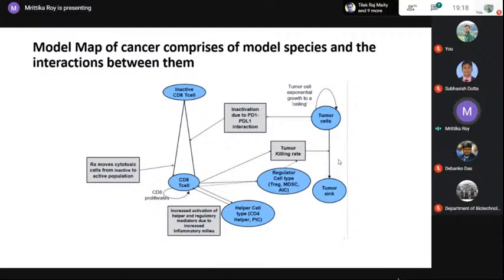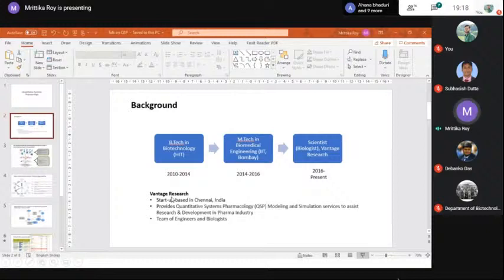Once the engineers had made this model. Oh, one second, sir. I am having a little bit of disturbance. Just give me a minute.